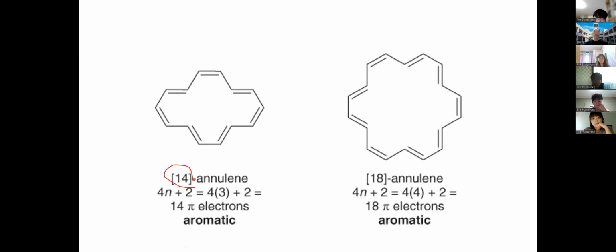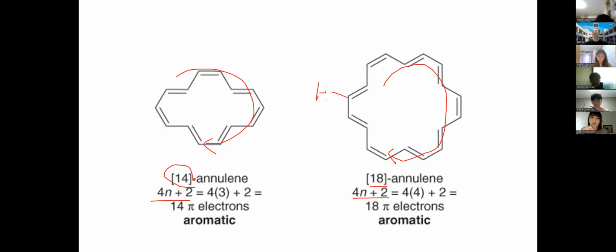Here is a 14. 14 means 4n plus 2. 18. 18 is also 4n plus 2. So both of them are aromatic. How do you know whether this is really aromatic or not? If it is aromatic, we said a ring current happens, right? Ring current happens like this. If ring current happens, then what happens?